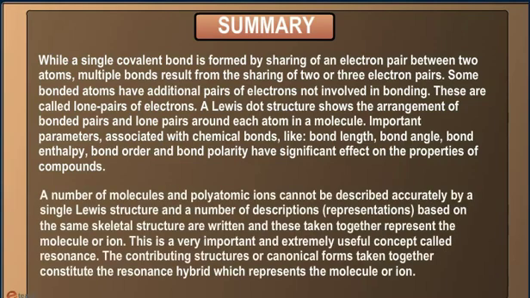A number of molecules and polyatomic ions cannot be described accurately by a single Lewis structure, and a number of descriptions, that is representations, based on the same skeletal structures are written, and these taken together represent the molecule or ion. This is a very important and extremely useful concept called resonance. The contributing structures or canonical forms taken together constitute the resonance hybrid, which represents the molecule or ion.